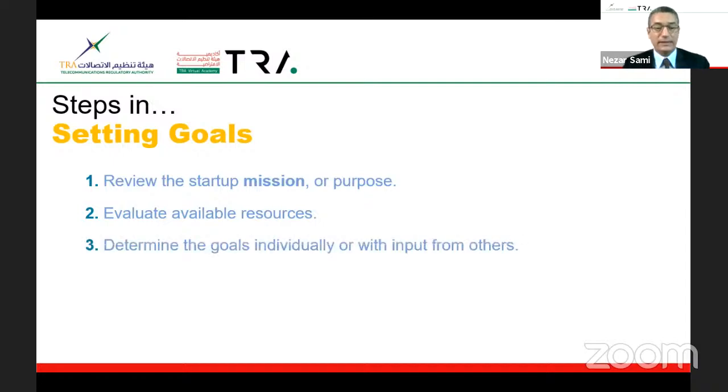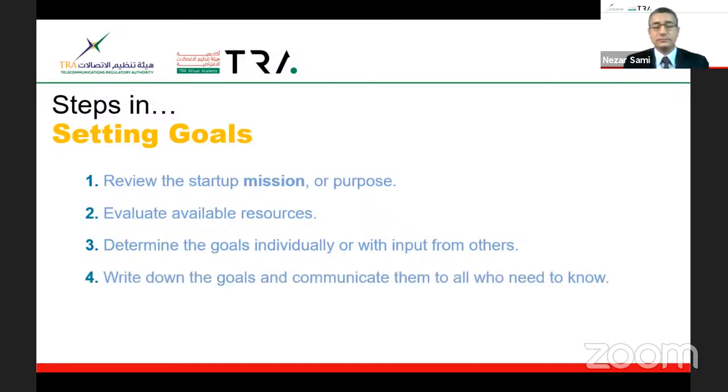Check the resource availability. And then, after we allocate the resources and we understand the mission and the reason for existence of our startup, we are going to define the goal for each and every one. Okay, Mr. X, you need to do so and so. Mrs. Y, you need to do so and so, and so on and so forth. Then we need to communicate this together in order to assure that everybody is homogeneously connected. We don't need to work in silos. We don't need to work in a vacuum. We need to work collaboratively and collectively.